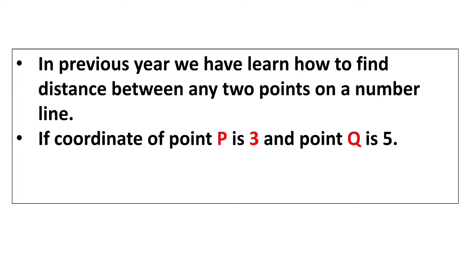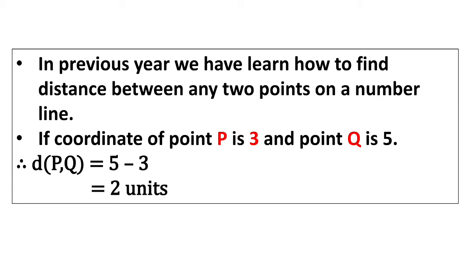Now, if the coordinate of point P is 3 and point Q is 5, we know how to find the distance between the points P and Q. We take the bigger number first, 5, minus the smaller number, 3. Here we get 5 minus 3 is 2 units. This we have already learned in our previous class.